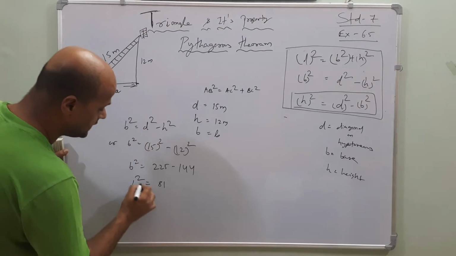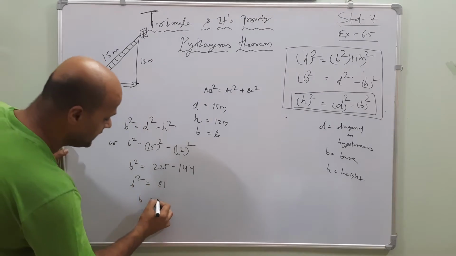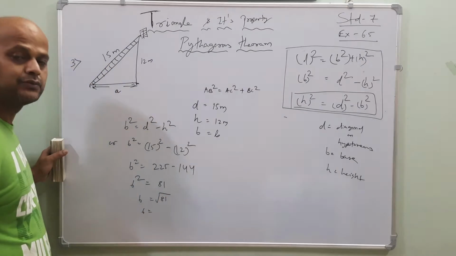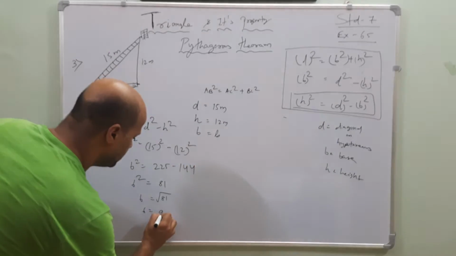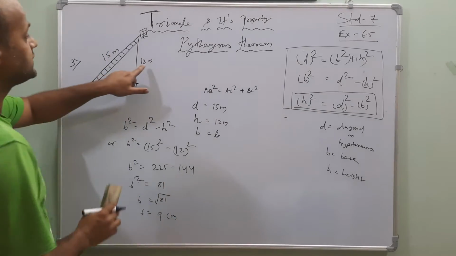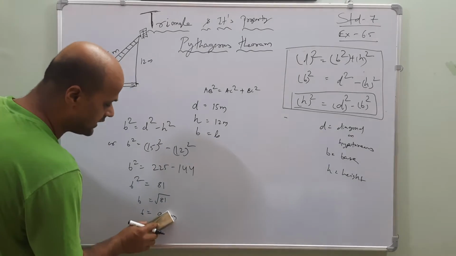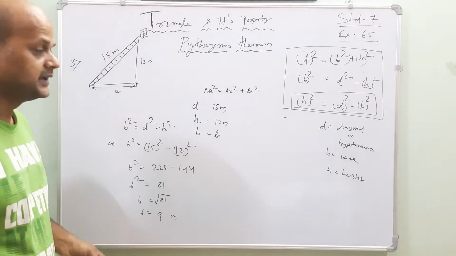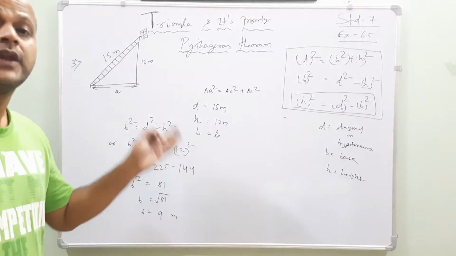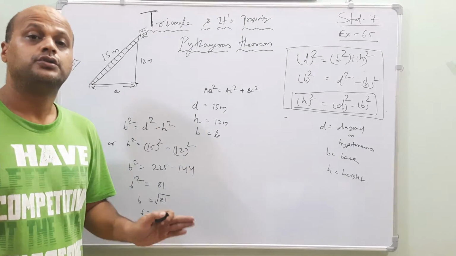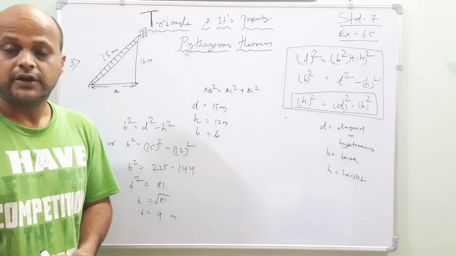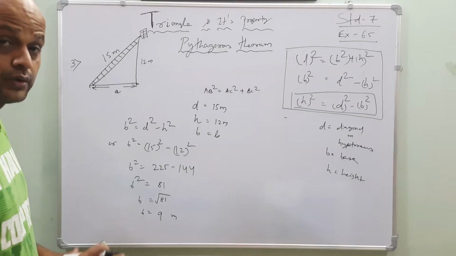B is how much? Now this square will go to the opposite side and it becomes square root. Whose square root is 81? Yes, very good. 9 meter it is. Because the unit is given in meter, you have to mention meter here. Understood, my friends? In this manner you have to write it. You have to find out how to solve a given question. But you have to write the statement.